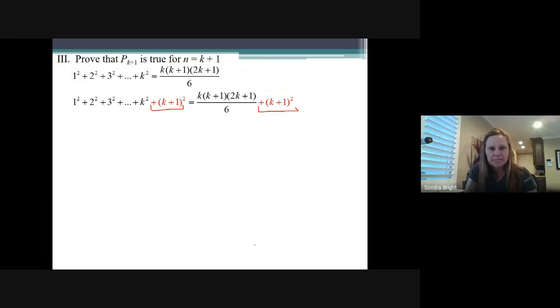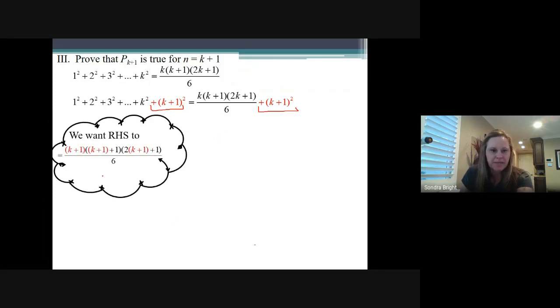Notice I have not plugged in a k plus 1 into all of these. That's what I'm going to end up proving is true, that when I simplify this right-hand side, I will get that. Do I show what you need? Yep. Okay, my left-hand side is perfect. It's exactly what I need to show.